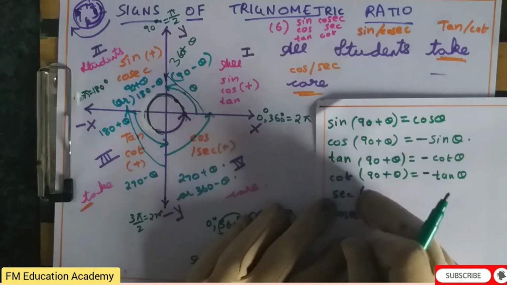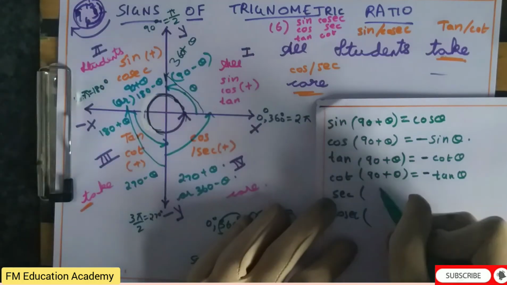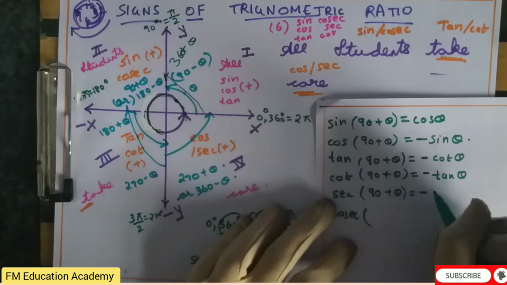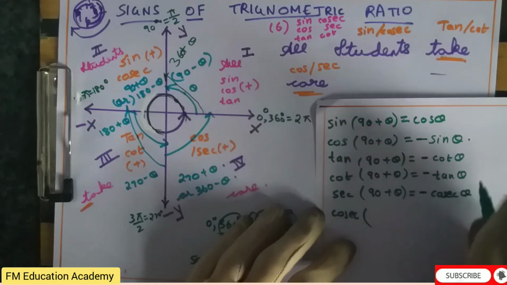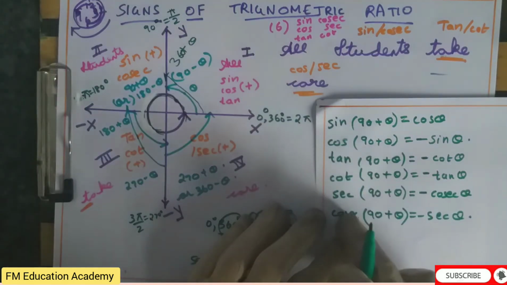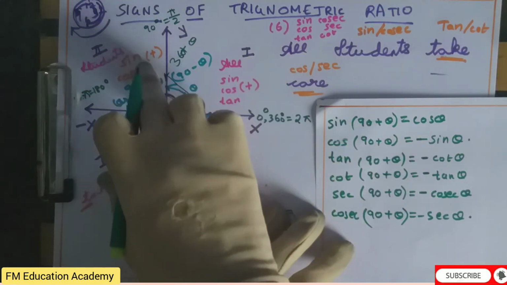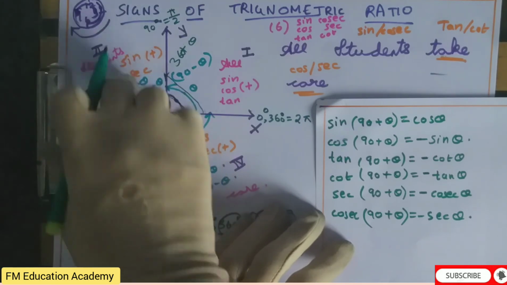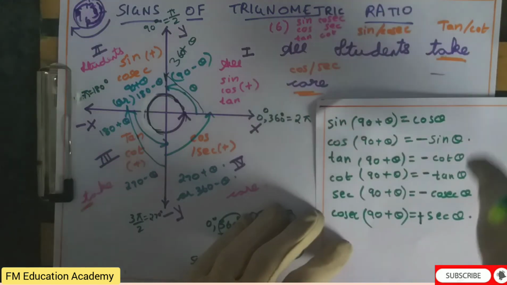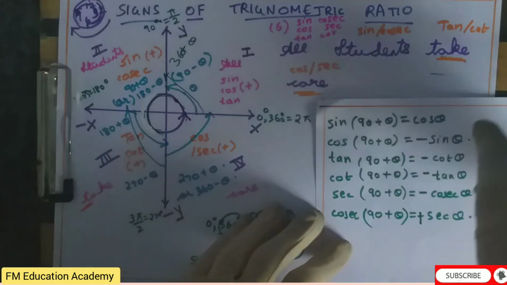What about secant? Secant is also negative in the second quadrant, so secant 90 plus theta will be minus. What is secant 90 plus theta? It will change, so cosecant theta. What about cosecant 90 plus theta? Cosecant is positive in the second quadrant. Sine and cosecant are positive, right? So this will be positive secant theta. Only cos and secant are positive in the second quadrant, all others are negative.